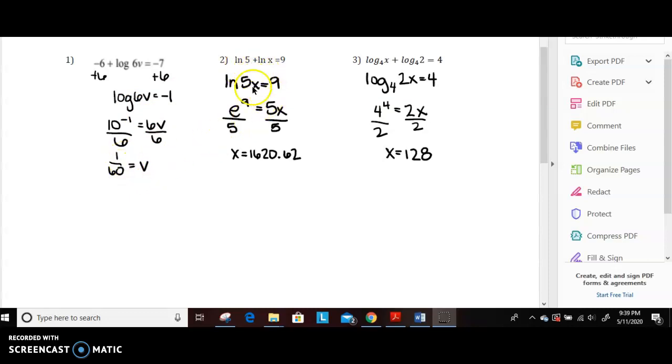Here we had addition, so we knew it was going to be the natural log of 5x equals 9. It's got a base of e, so e to the 9th equals 5x, divide by 5. Should have got 1,620.62. Here we got addition, so it was multiplication again, so it was 2 times x. Write it as an exponential, divide by 2. You should have got x equals 128.